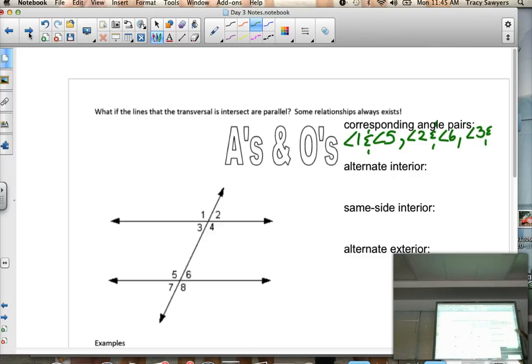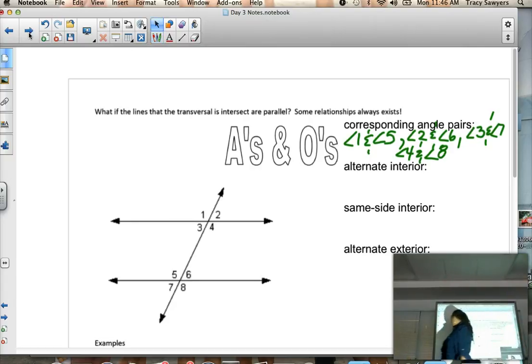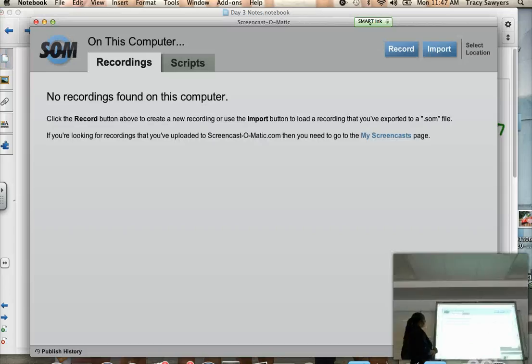Angle 3 and... Angle 7. And the last one is going to be angle 4 and angle 8. Thank you. Let's pause a minute and let you all get this down.